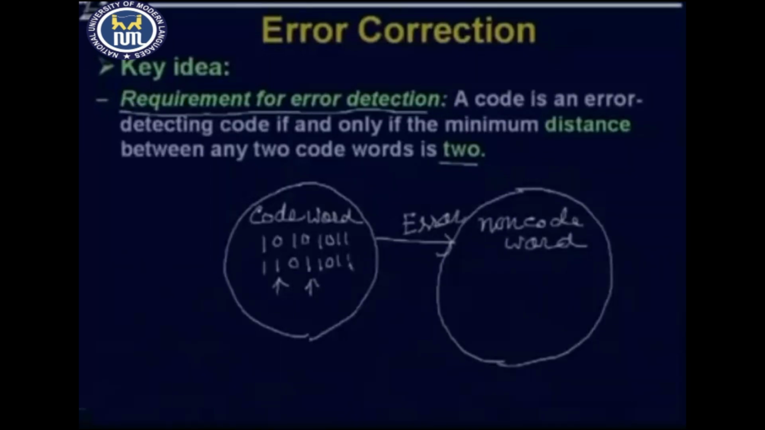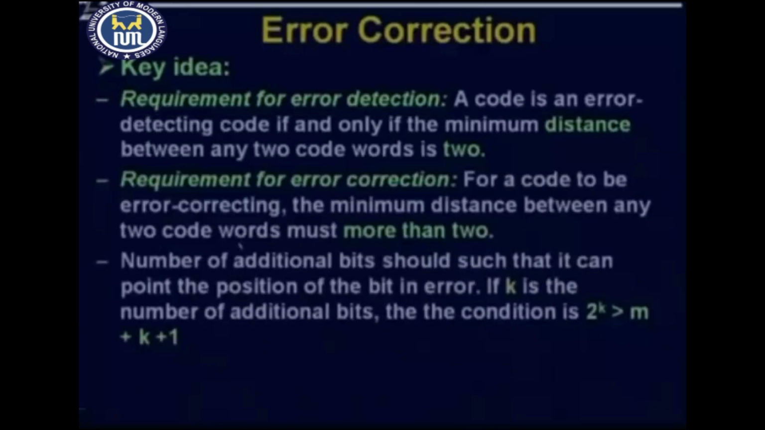So the codes are selected in such a way that they differ in number of bits. If we check the codes which are generated by the parity bit, we will find that this property is satisfied. That means any two code words will differ in two bits. But error correction requirement is more. The minimum distance between any two code words must be more than 2, and the number of additional bits should be such that it can point to the position of the bit error. So the requirement is not only detecting the error, but identifying where the error has occurred.